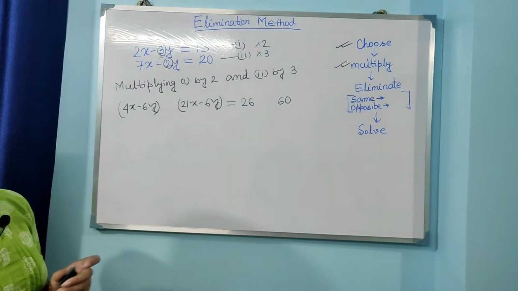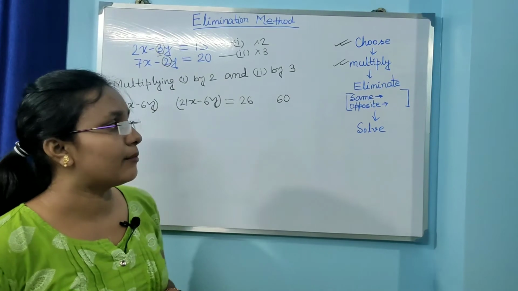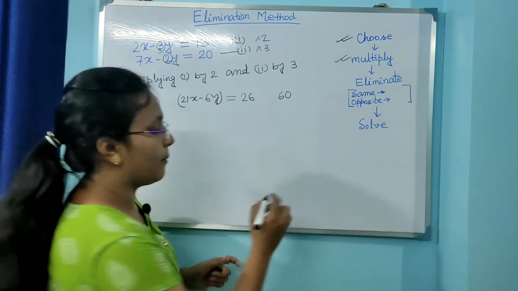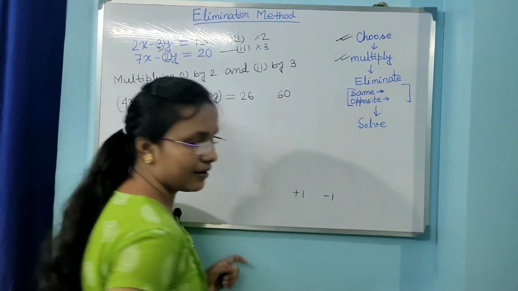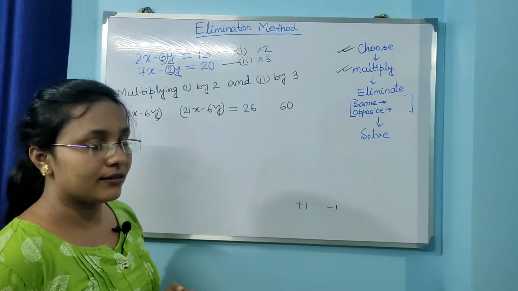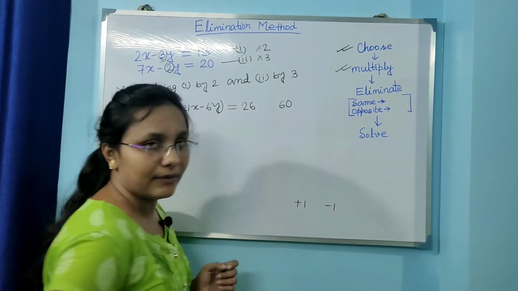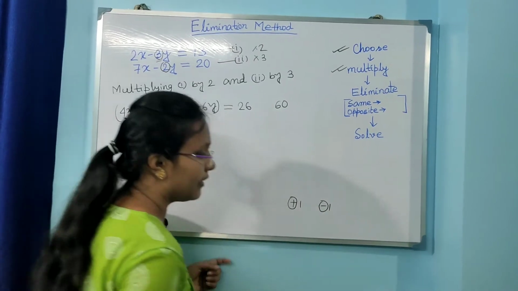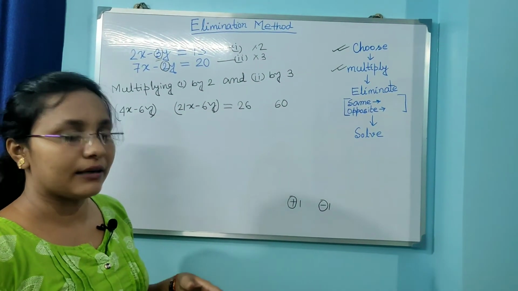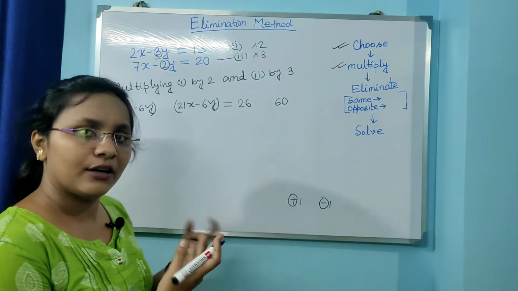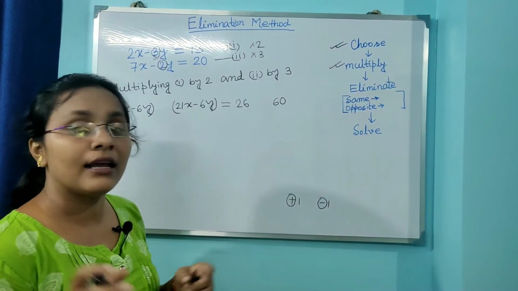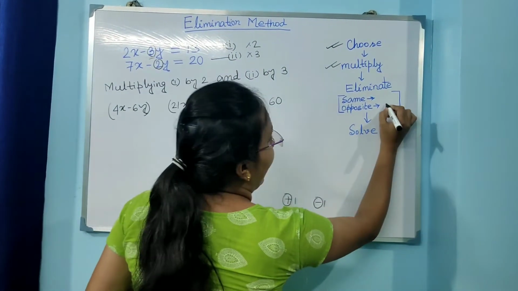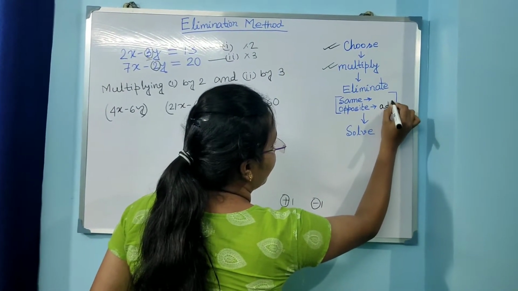Now it's time for elimination. So here you have to understand a small logic. Suppose you have two numbers, plus 1 and minus 1. If you add these two numbers, they will be eliminated, because plus 1 minus 1 gives you 0. So if they have opposite signs, you simply add them. If you want to eliminate, then you simply add.